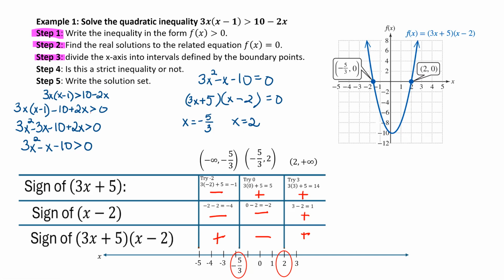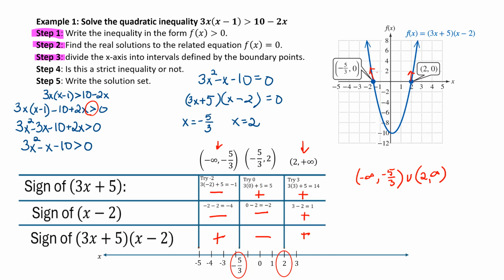It is a strict inequality, so we're looking for greater than 0, and that happens on this interval and this interval. That's when the function is positive. So those two sets, negative infinity up to negative 5/3, union 2 to infinity, that's going to be your solution set, because you can see that is where the function is above the x-axis.